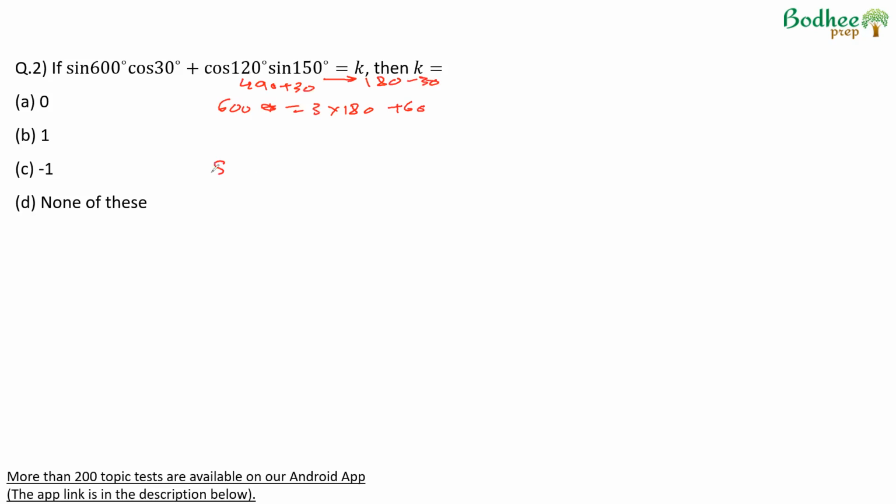And therefore this expression becomes sine of 3 into 180 plus 60 into cos 30 plus cos of 90 plus 30 into sine of 180 minus 30. All of them are in degrees. Because this is a multiple of 180, sine will remain sine. 360 is one complete circle, 180 is the third. This will be in the third quadrant and therefore negative. So minus sine 60 cos 30.